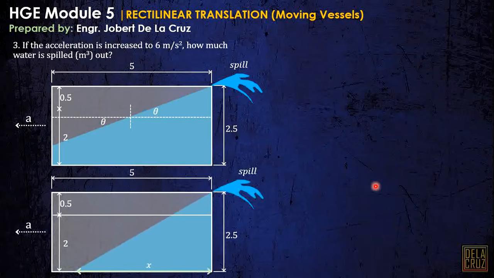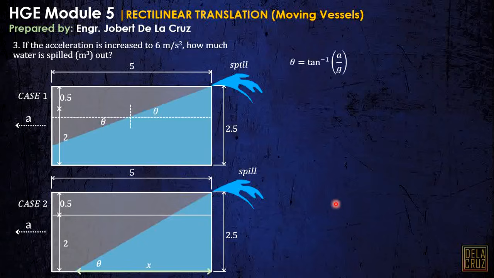Okay, what did you observe? In this case, our water level is still at the front face of our vessel. In the second case, it goes beyond. It can be here. So how can we tell whether the scenario is this one or the second case? We will check that by using the given acceleration. Let's call this case 1 and case 2.